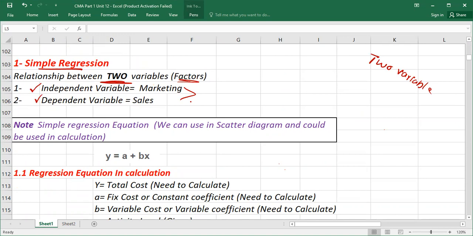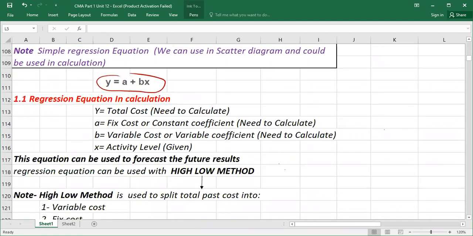And there we have one equation for simple regression, and that equation is y is equal to a plus bx. Now this equation has two different uses. Understood? These equations obviously we will use for forecasting. Forecasting can be done through equations and also through the graph. So that is why we have two uses of this equation. First, we can use this equation in calculation. It is the first use. And the second use of this equation is in the graph. So I'm starting with the first, the calculation side. If you're using this equation, y is equal to a plus bx, in calculation, y is always equal to total cost, which we have to calculate mostly in the exam question.